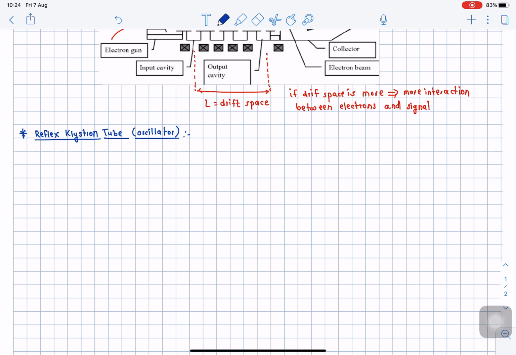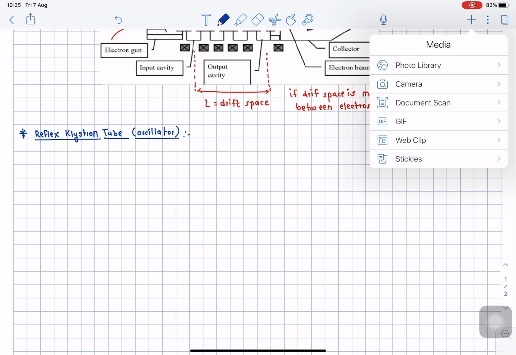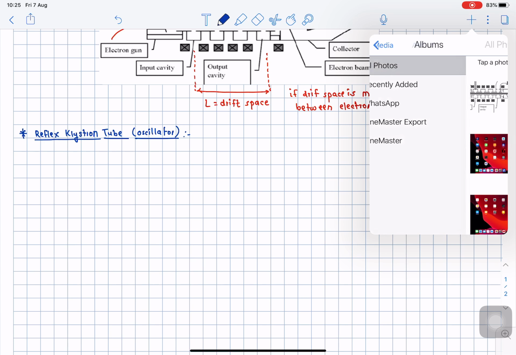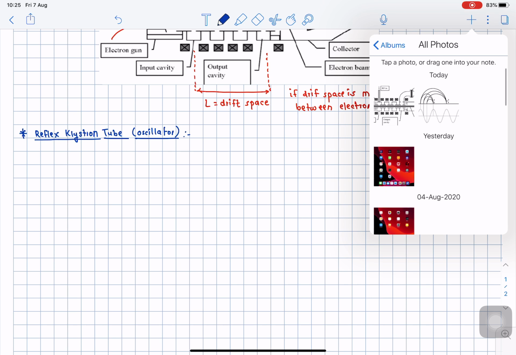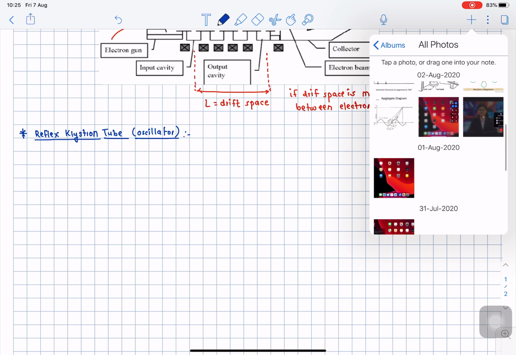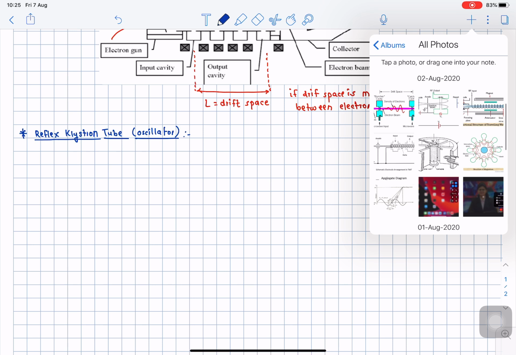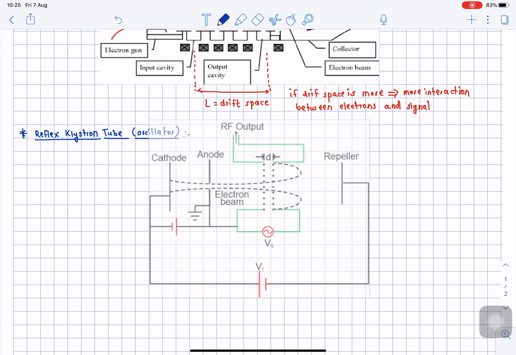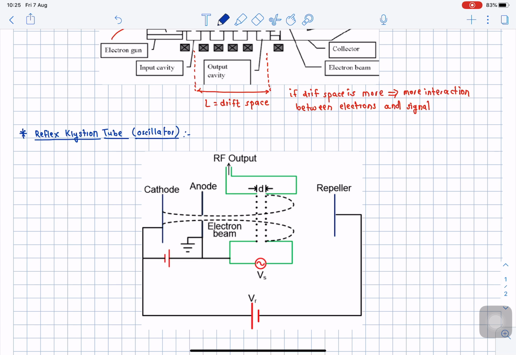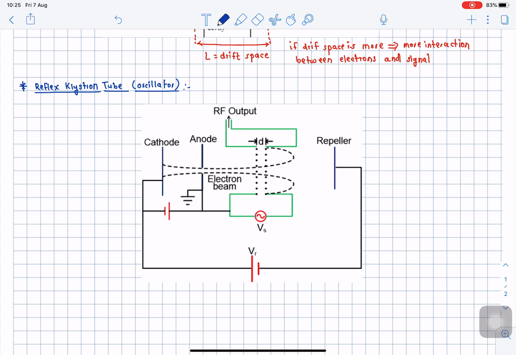Okay. So let us see construction wise how the reflex klystron looks like. I will insert the diagram. So here the reflex klystron, I would like to include the diagram. So this is the construction diagram of reflex klystron, how it looks like. Okay. So if you clearly visualize, all the things are clearly represented over here.